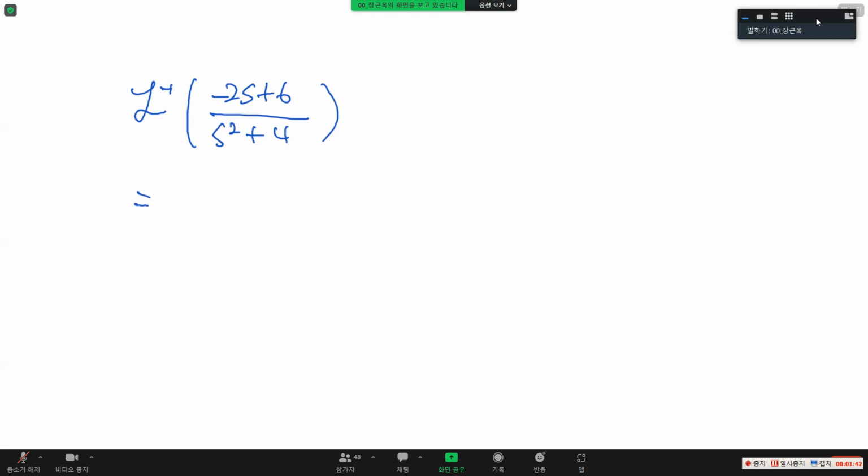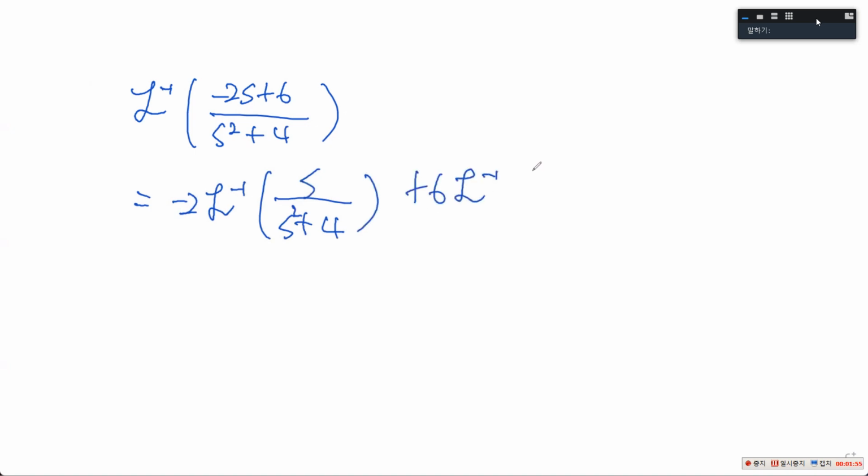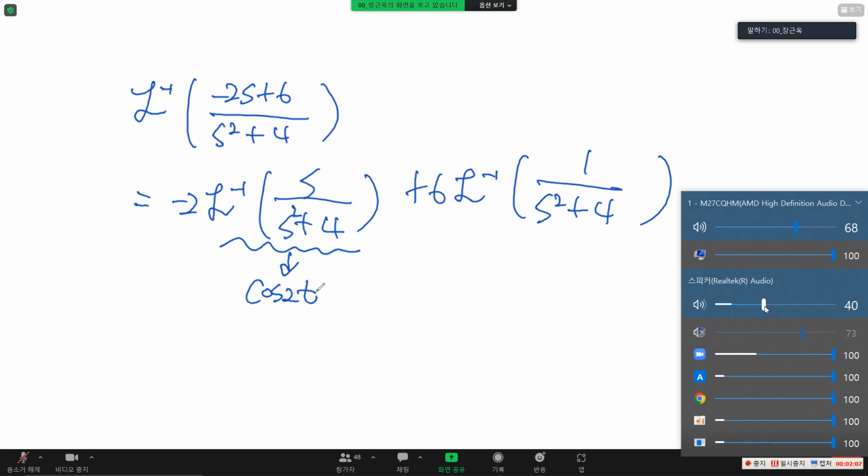Okay, so Laplace transformation has linearity, so we can write down, and we already showed that the inverse transformation of here is cosine 2t.